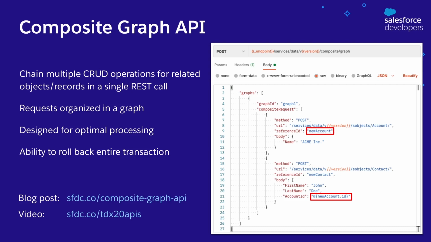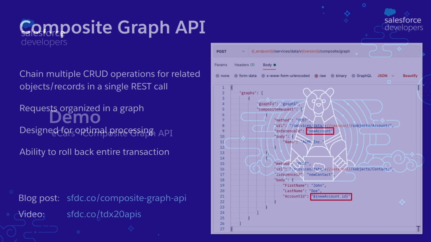We can also leverage the ability to roll back an entire transaction. So if we are creating, like here, an account with a contact, and if one of these 2 operations fails, we can roll back the entire transaction. If you want to learn more about the Composite Graph API, here are 2 resources. There's a blog post and a video that are linked down in the page.